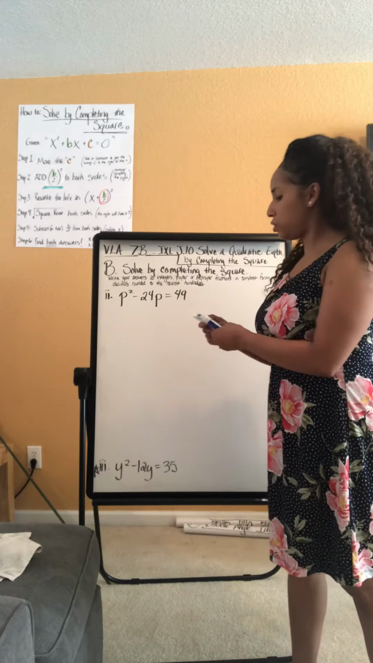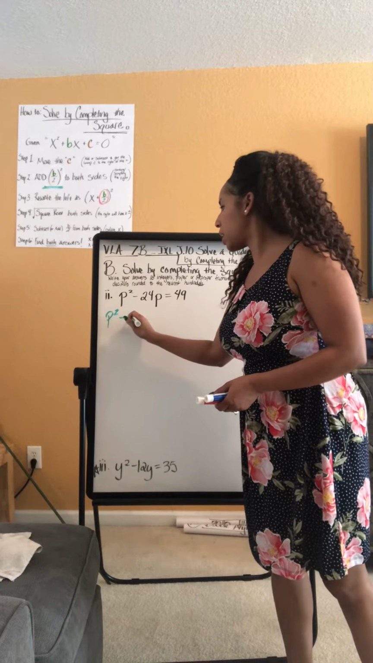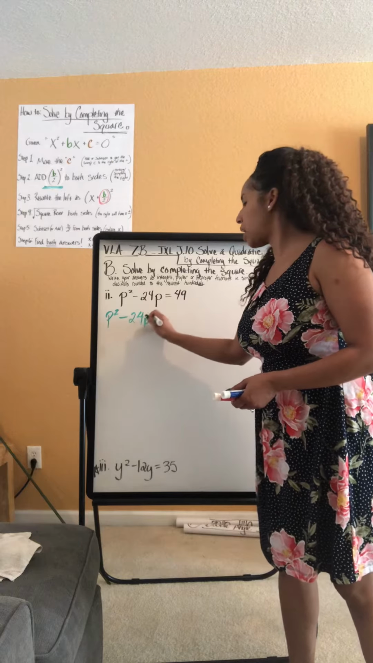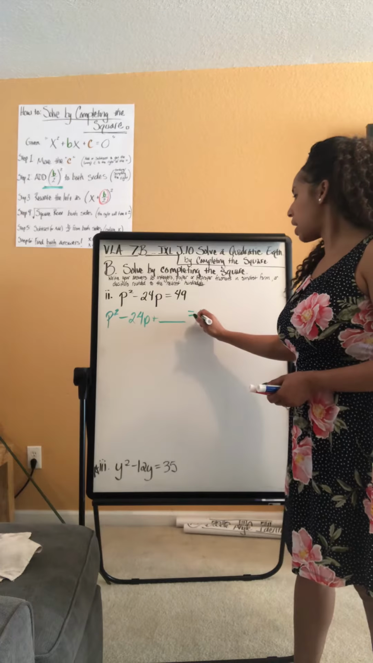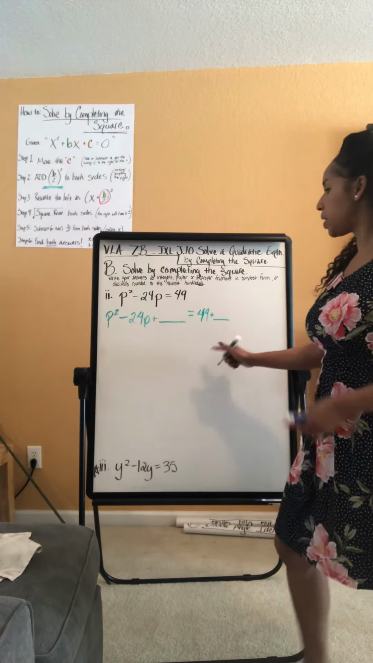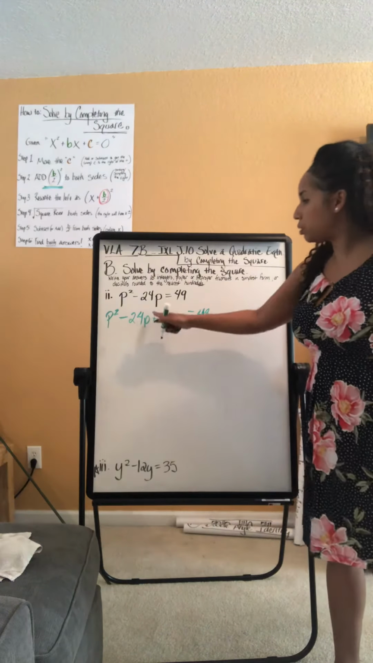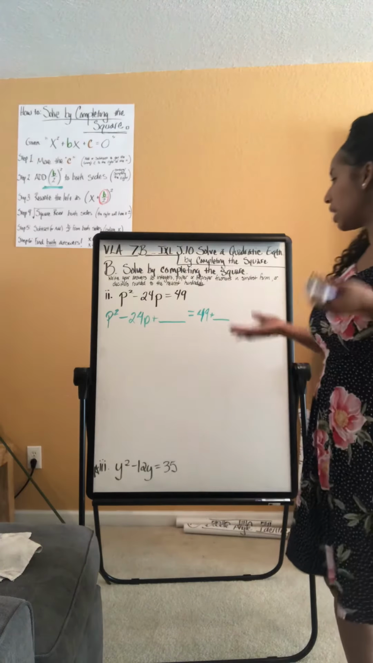So I want to rewrite my equation. I have P squared minus 24P, and I'm going to leave a space for the correct C. On the right-hand side, I have 49 plus, and I'm leaving a space for the correct C because whatever I do to the left side, I must do to the right. That's the property of equality. I have to keep everything even.